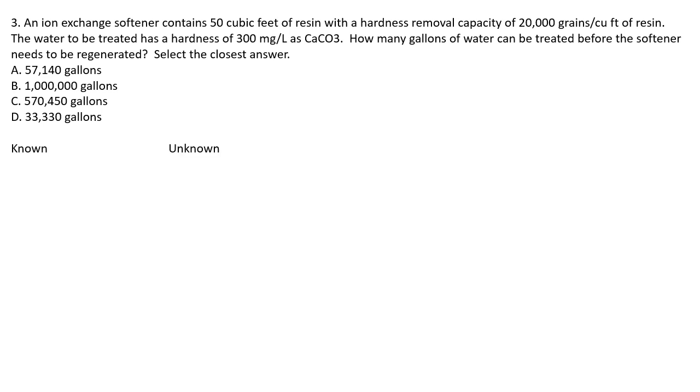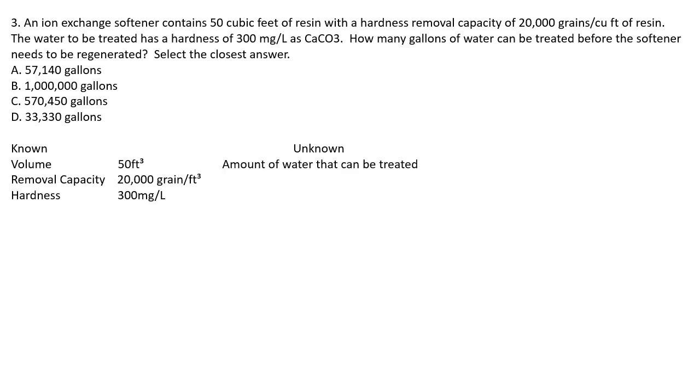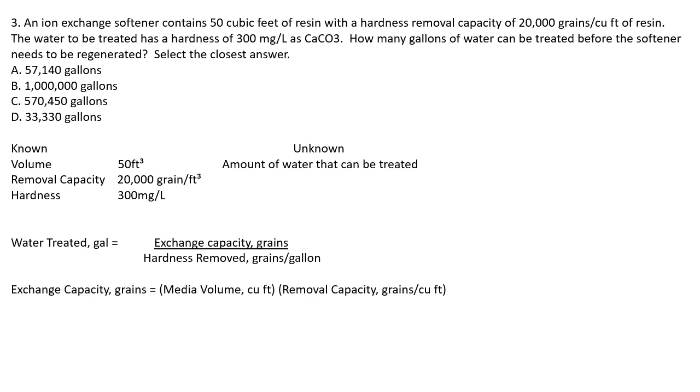Let's pull our known and unknowns out of the question. What you know is you had a volume of 50 cubic feet, a removal capacity of 20,000 grains per cubic foot, a hardness level of 300 milligrams per liter, and what we don't know is how much water can be treated. Water treated in gallons is equal to the exchange capacity in grains divided by the hardness removed in grains per gallon. To solve for exchange capacity, grains is equal to the media volume in cubic feet times the removal capacity in grains per cubic foot.